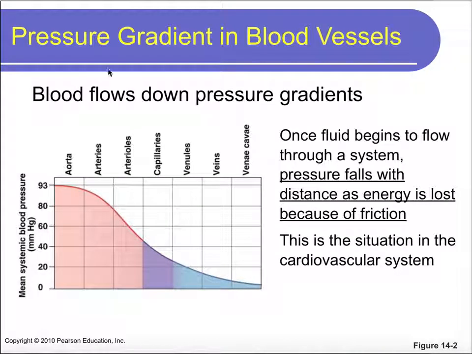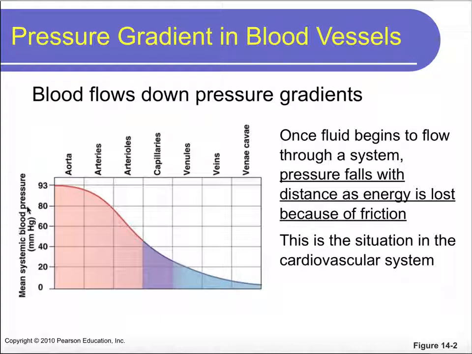So pressure is important for blood flow, because blood only flows down a pressure gradient. So blood only flows from high to low pressure. If there's no pressure gradient, if there's no difference, then blood flow would stop. And so that's why that left ventricle is so important, or the heart in general. But again, we really focus on that left ventricle because that's the one that sends blood out to our body.